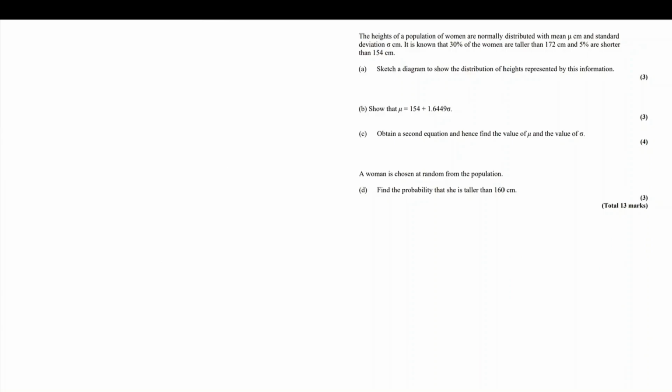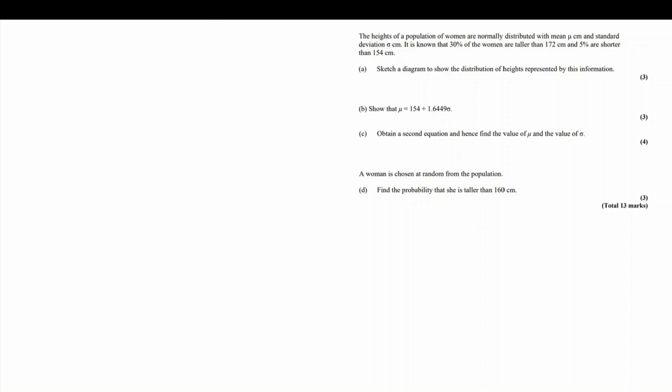In this question, we've been told that the heights of a population of women are normally distributed with an unknown mean right now of mu, and an unknown standard deviation of sigma. It is, however, known that 30% of the women are taller than 172 centimeters and 5% are shorter than 154 centimeters. Part A of the question asks us to sketch a diagram to show the distribution of heights represented by this information.